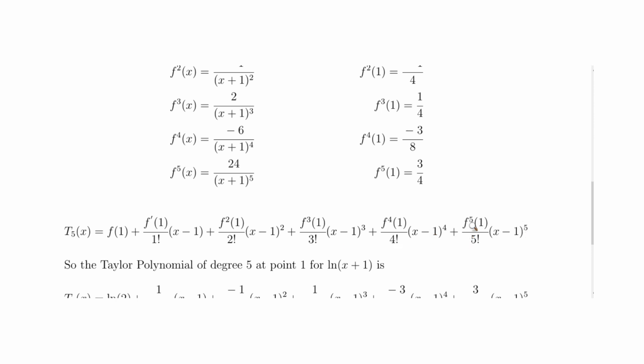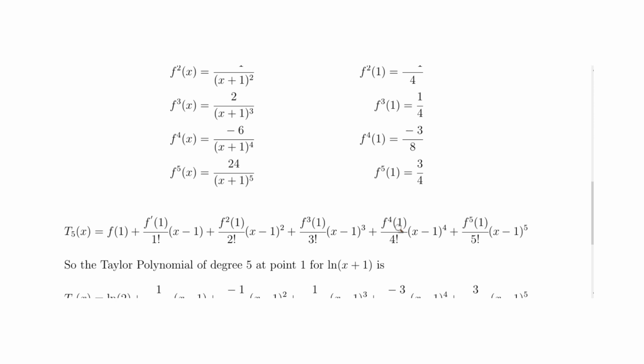So for example, here f5 at 1 divided by 5 factorial: the fifth derivative at point 1 is 3/4, so you just put 3/4 on the top, divided by 5 factorial, which is 1 times 2 times 3 times 4 times 5, which is 120. And then x minus a is just x minus 1 to the power of 5. Same with the fourth derivative, you've got minus 3/8, so you just put minus 3/8 and 4 factorial, 1 times 2 times 3 times 4, which is 24.